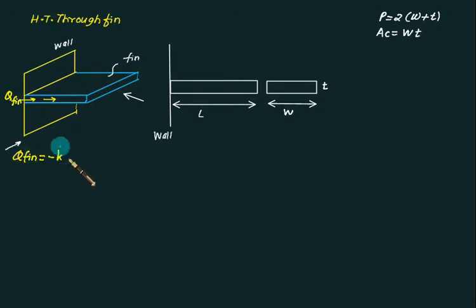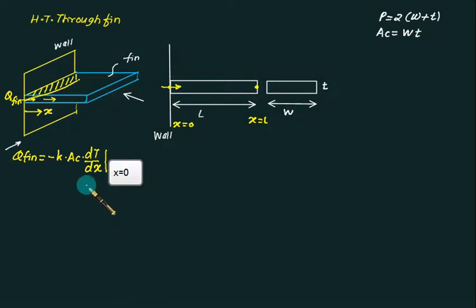Q fin is minus K multiplied by A, that is Ac, the area available for conduction. So minus K into Ac into dT by dx. You have to solve this at x equal to 0. We are measuring x perpendicular to the wall towards the fin. So this one is called x equal to 0, and this one is x equal to L. Heat enters from this side exactly at x equal to 0, so you have to solve this value at x equal to 0.